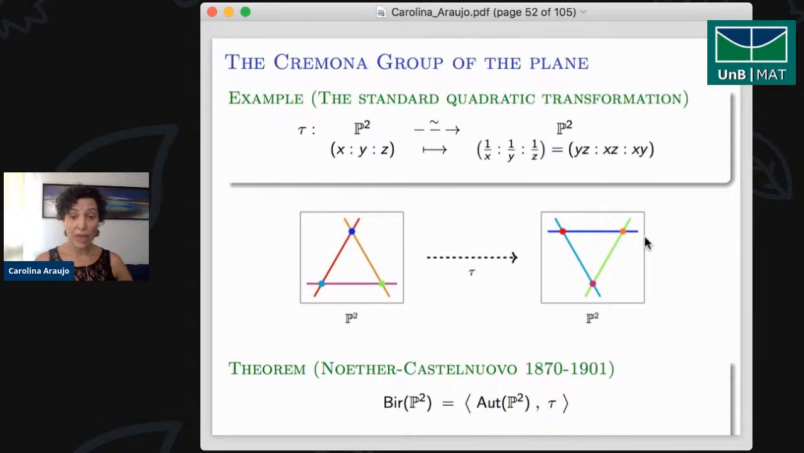I should remark that if you give me any degree d, as high as you want, I can construct a Cremona transformation given by homogeneous polynomials of degree d. So you can have Cremona transformations of arbitrarily large degree. However, they can be factorized as a composition of automorphisms and this very simple involution.